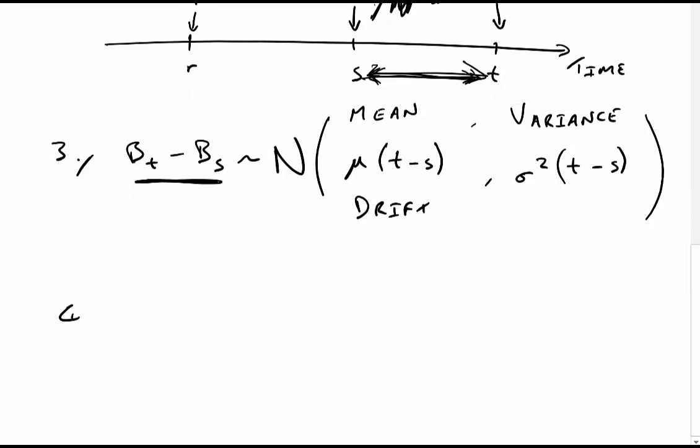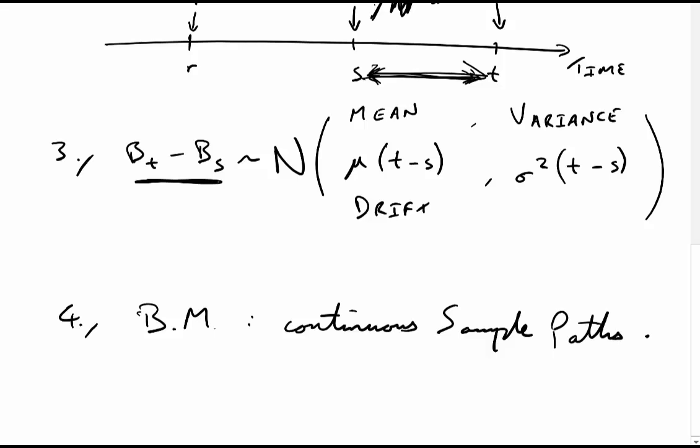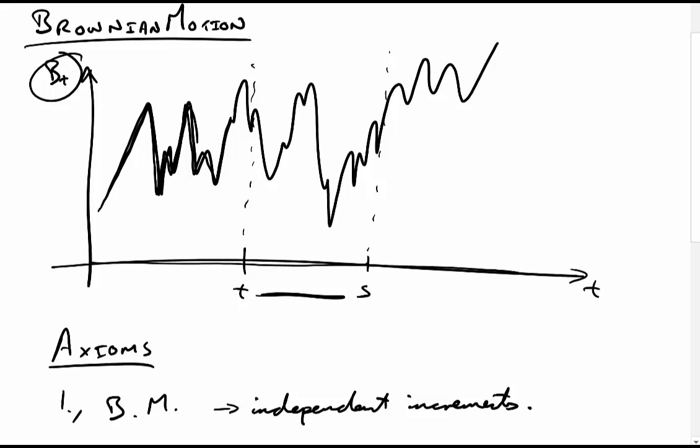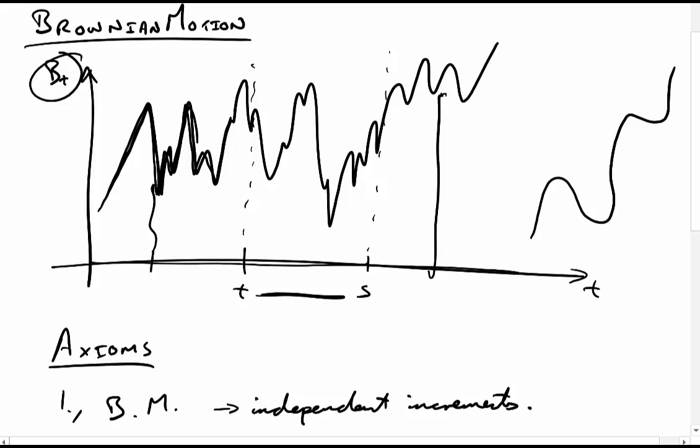Then the fourth and final axiom is that BT, the Brownian motion, has continuous sample paths. All that basically means is that we can select any time value we like, and it will always be continuous at that time value. So there's no jumps, no discontinuities at all. Remember what continuous means: we can draw the graph without taking our pen off the paper. If it's discontinuous, we have to take our pen off the paper. For example, that's an example of a discontinuous graph, because you've got a jump in the middle there.